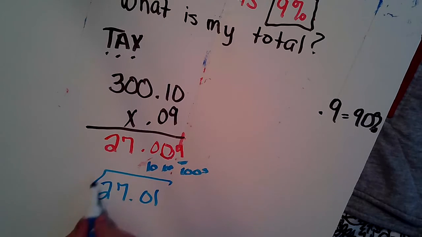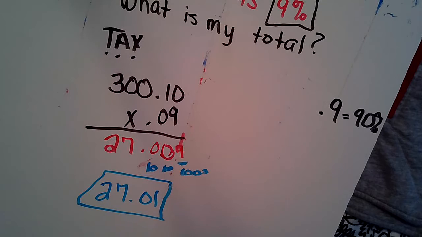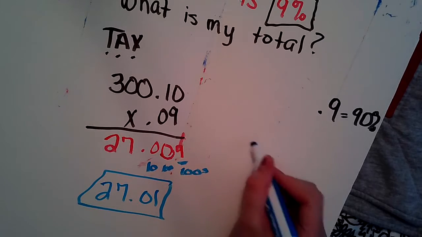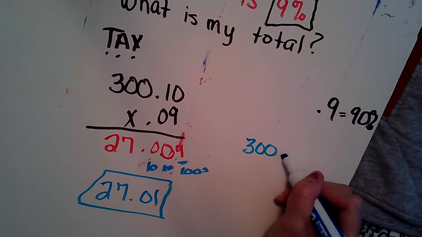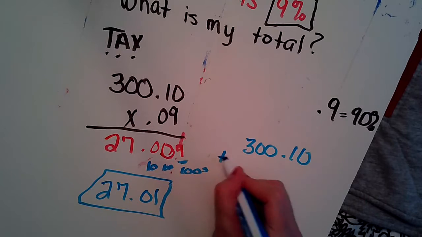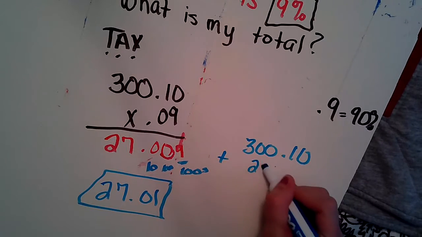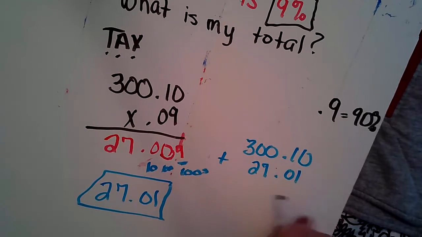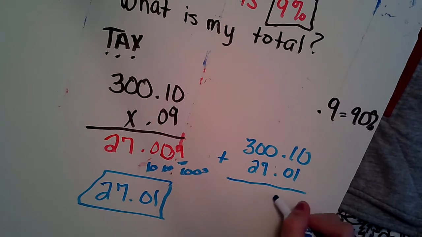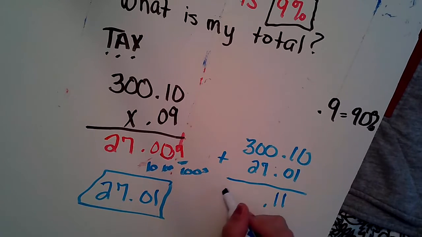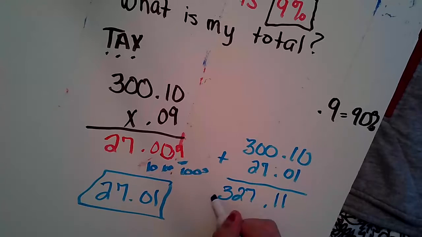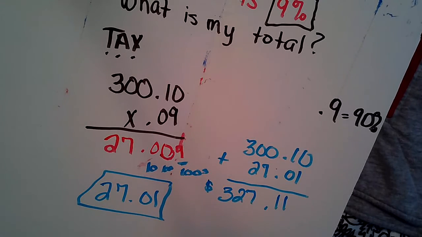Remember, tax means you add to your total. When using decimals, you have to line your decimals up, okay? So we're going to take 300.10 plus 27 and 1 cent. This gives me 11 cents. $327.11 is my final total for tax.